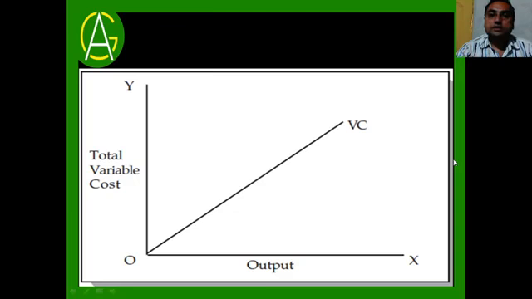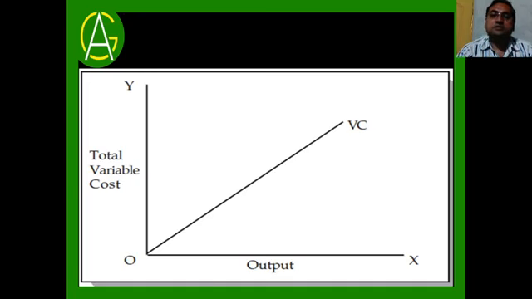Next is given the variable cost curve. Now you know that variable cost is the cost which changes with the changes in output. If output increases, the cost will increase. If output decreases, the cost will decrease. So there is a positive relationship, and when there is a positive relationship between two factors, the curve becomes upward sloping. This is what you know very well.